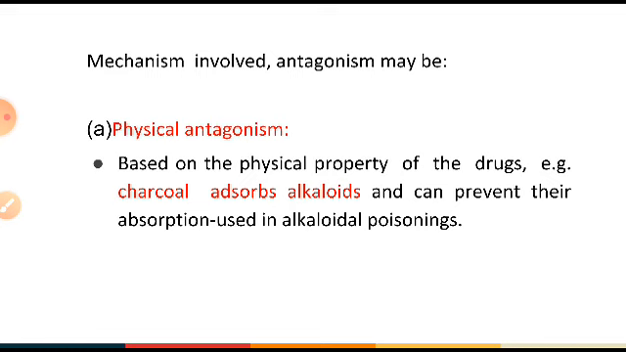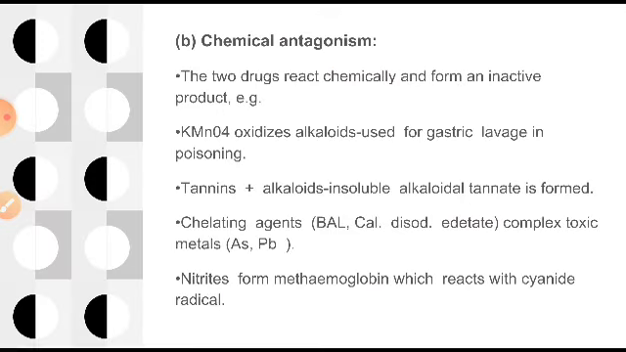This is called antagonism. Here we have different types of antagonism. Physical antagonism means a drug which decreases the effect of another drug because of its physical nature. Based on the physical properties of the drug, for example, charcoal adsorbs alkaloids and can prevent their absorption, used in alkaloidal poisoning. This is because charcoal is an adsorptive drug, so it inhibits the other drug's effect because of its adsorptive property.